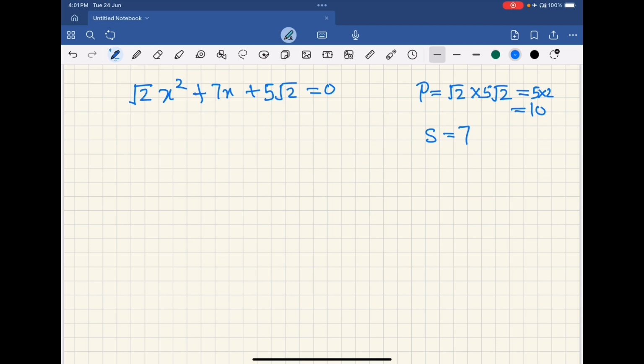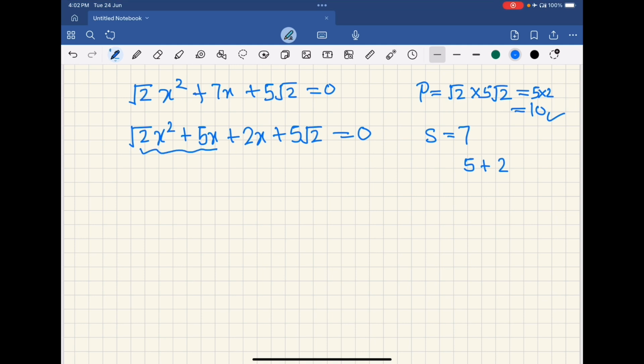Okay. Now what are the factors of 10? 5 and 2. So if you add them, you get 7, and multiply, you get 10. So what will we do? We will rewrite this as root 2 x square plus 5x plus 2x plus 5 root 2, which is equal to 0. Now let us move and do the factorization.